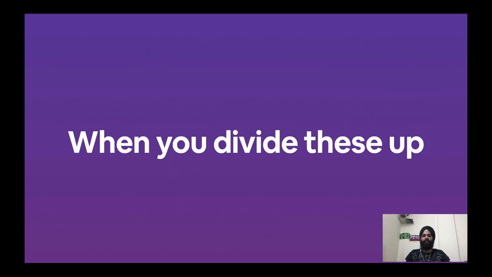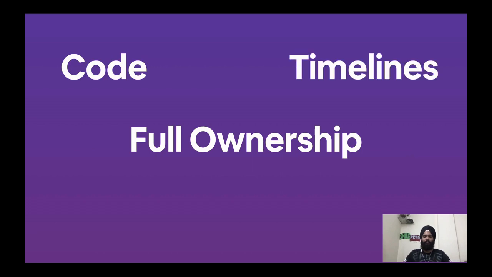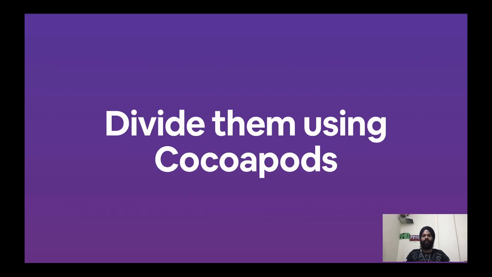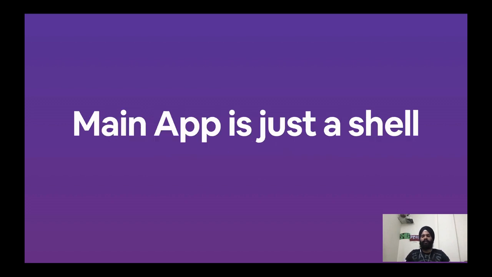So the first thing that you get when you divide these up is you give the full ownership of the code, of the timelines, of the features, and of the testing and the health status of that feature. So we divided them using Cocoapods, which is a dependency management framework for iOS platform. And when you do this, your main app just becomes a shell which comprises of different use cases.